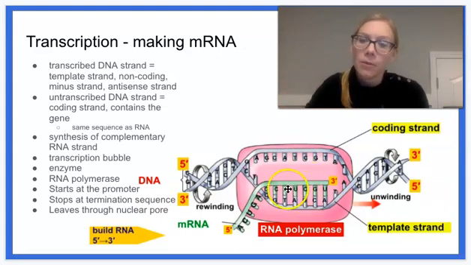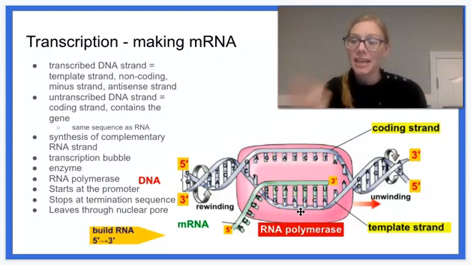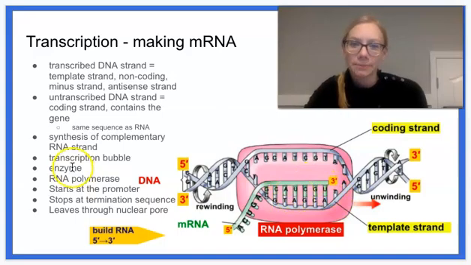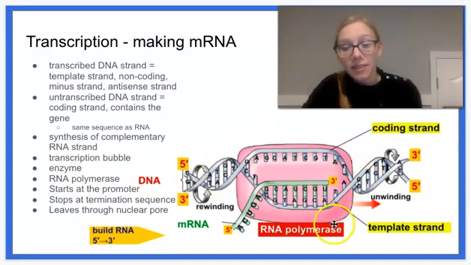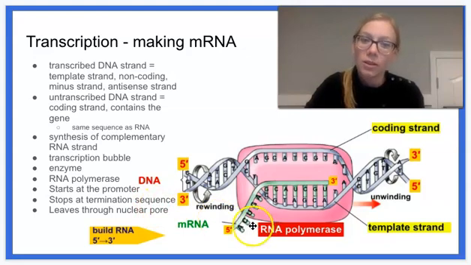Why is that? Because my mRNA sequence will match this coding strand nearly identically, except that instead of thymine, I'm going to have uracil. So they're the same. It codes for the mRNA strand that we use, but we have to use the template strand to make that mRNA strand. We have this happen in what we call a transcription bubble, and we have to use a very specific enzyme called RNA polymerase. It's going to start at a place called a promoter and stop at your termination sequence. Then your mRNA strand will leave through your nuclear pore.